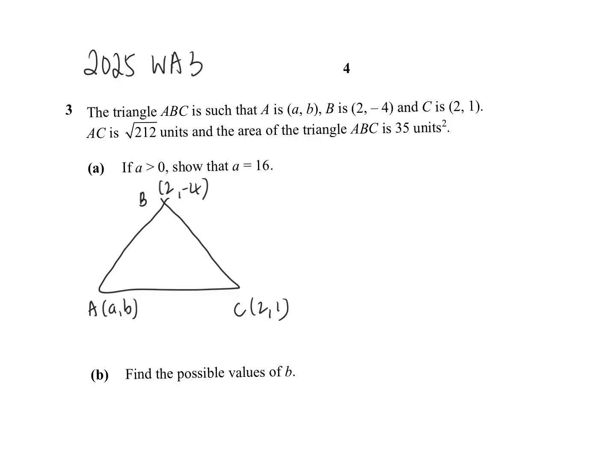Okay, and then they tell me that AC is 2√12 units. So that's the length. And then the area is 35 unit square. Wait, Miss Kwan, which paper is this? 2025. Okay, so this is the area.